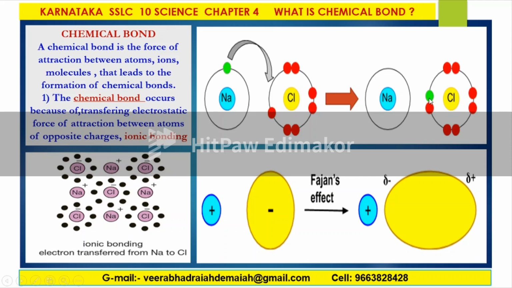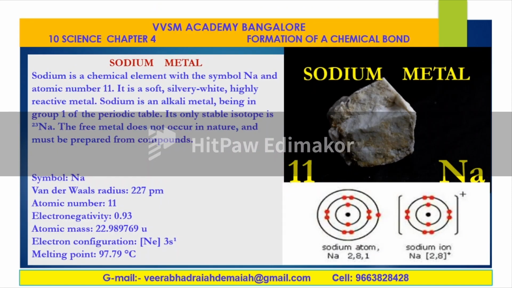This leads to the formation of sodium chloride, and hence an ionic bond is formed. That is ionic bonding: electron transfer from sodium to chlorine atom. The Fajans effect will be discussed. A small charge, delta minus and delta plus, arises during the reaction or in the structure.